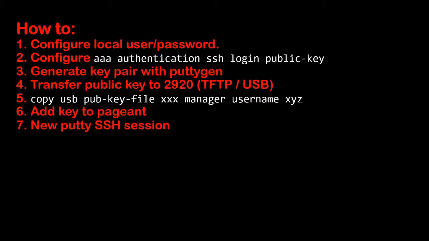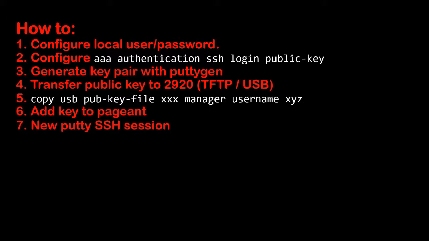Okay, here's the how-to steps. First of all, I suggest that you configure a local username and password just as a safety net if something goes wrong in your configuration. Then we configure the 2920 with this AAA command, which allows us to enable public key authentication via SSH. We then generate a key pair using PubKeyAuth or another key generation application. We transfer the public key to the 2920 from our workstation to the device.